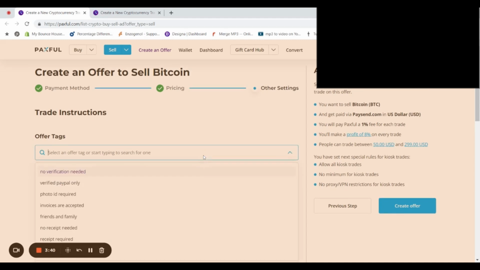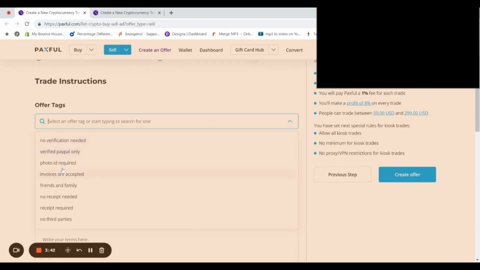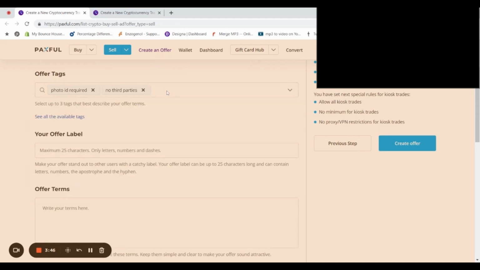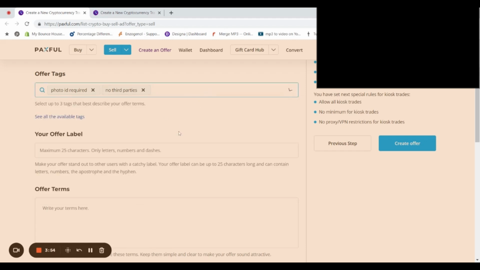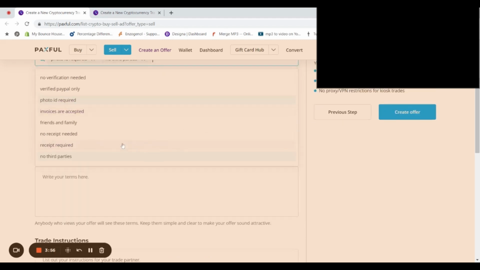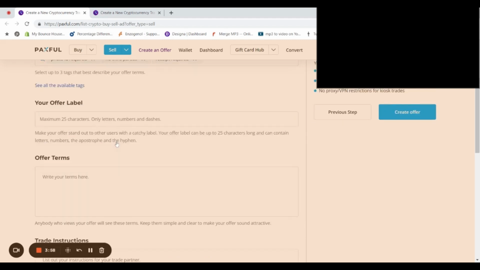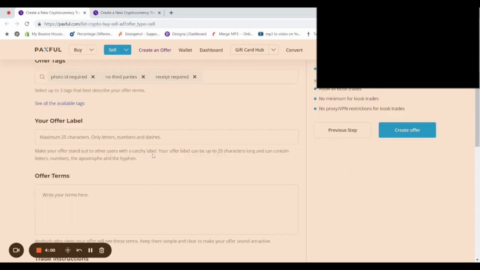So next step, I can set some tags. I'm usually going to do photo ID required. No third parties. Do not accept any third parties. And let's do friends and family. I don't know, let's just pick whatever. Usually there are some more. Let's just say receipt required, in the case that you're selling something.